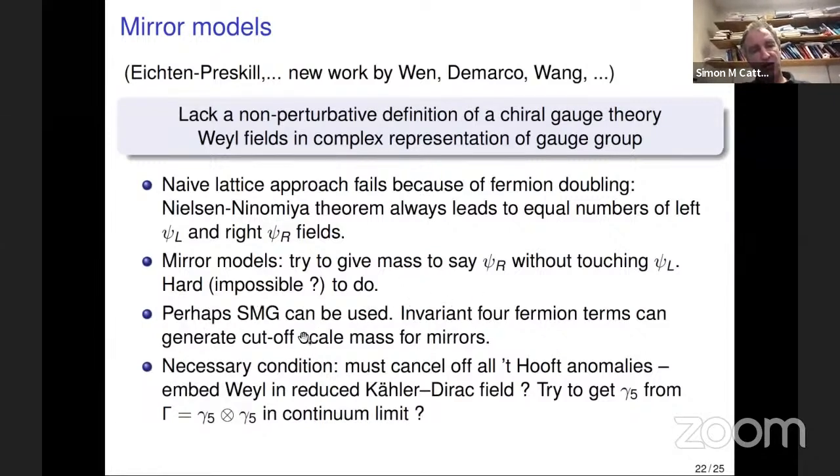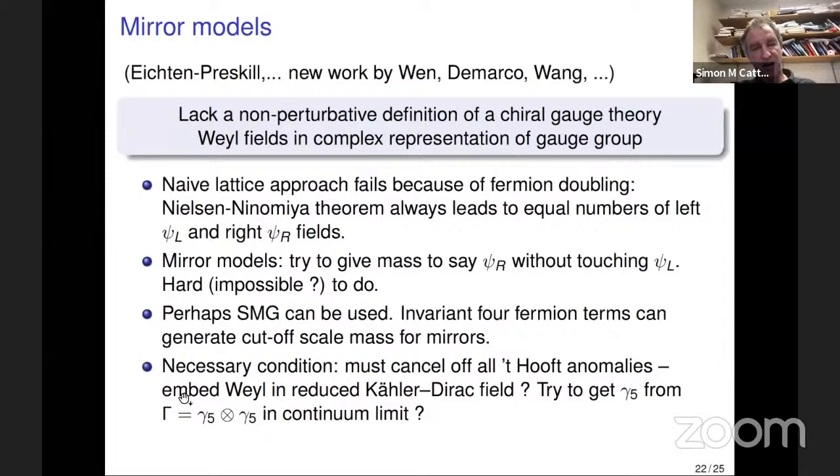What I'm claiming is that the idea here is that you can use this phenomenon of symmetric mass generation to try to gap out the doublers. And that's very much the spirit of these papers too. You can write down invariant four-fermion terms that can generate cutoff scale masses for mirror fermions, remove them from the physics and leave just the fermions you want. A necessary condition for symmetric mass generation is that you have to cancel off the 't Hooft anomalies. That's what we understand now. And that's perhaps what was not well understood in the early days when people tried to make mirror models of lattice fermions.